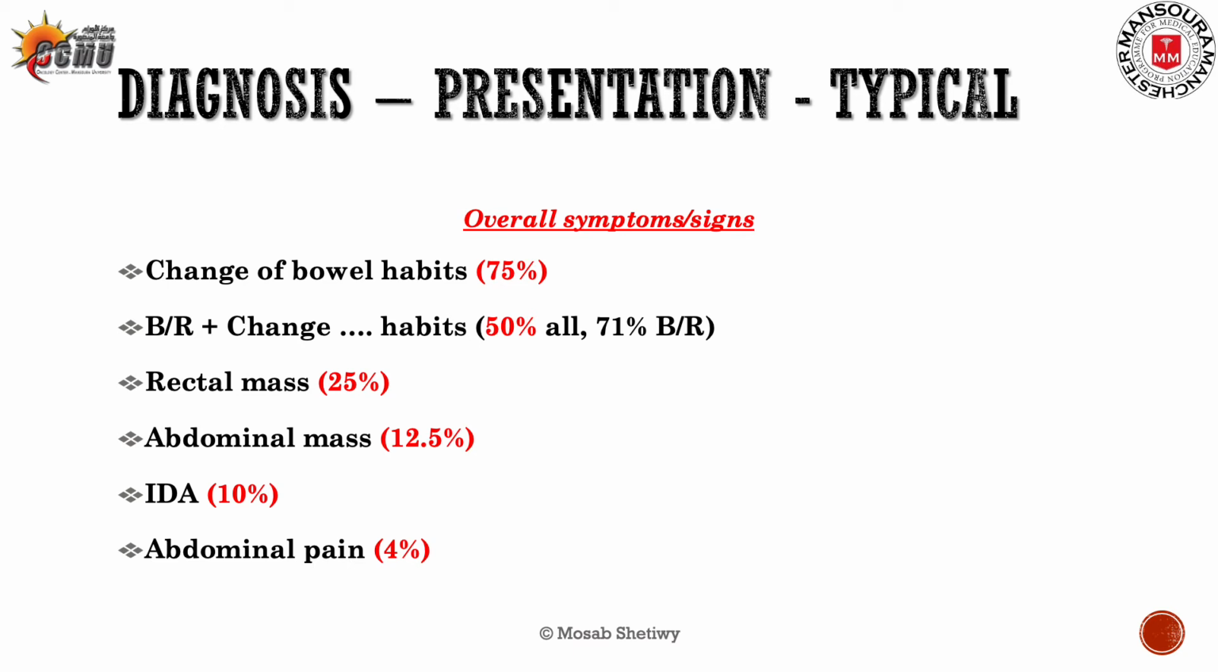Iron deficiency anemia occurs in 10% of the patients, and they rarely present with pain. So the most common symptom will be change of bowel habits. The most common symptom combination is change of bowel habits and bleeding per rectum, and the least common combination is going to be pain and mass.